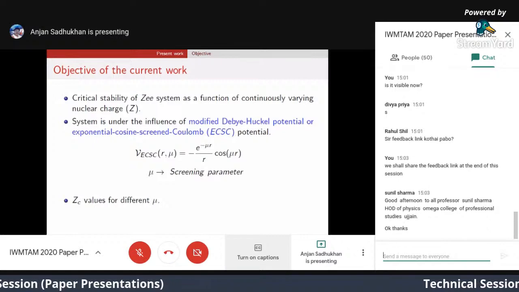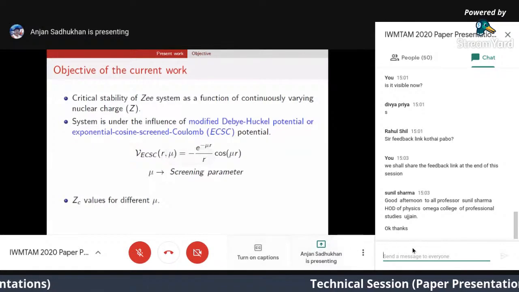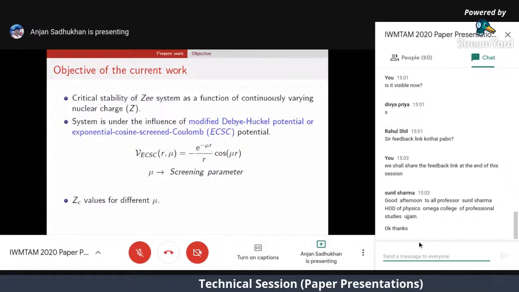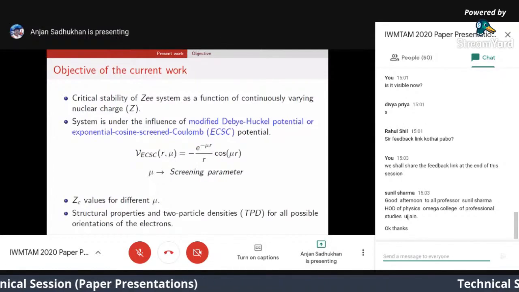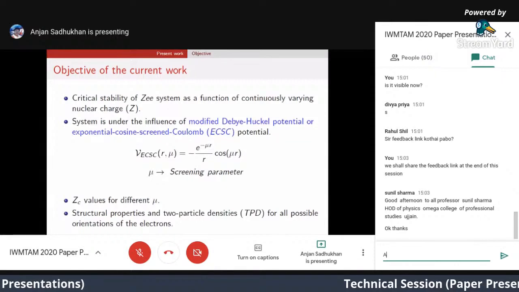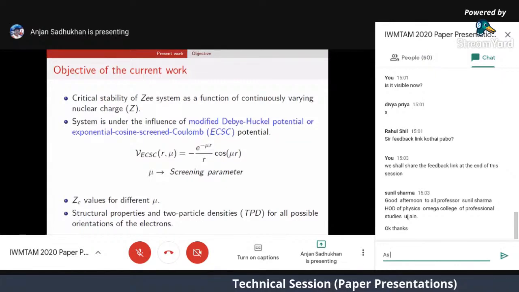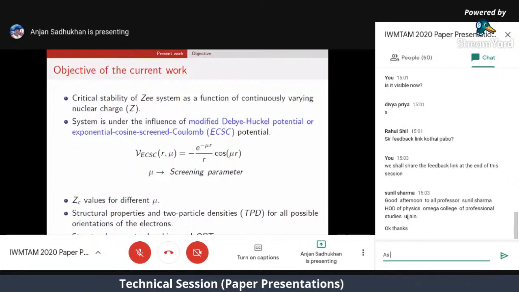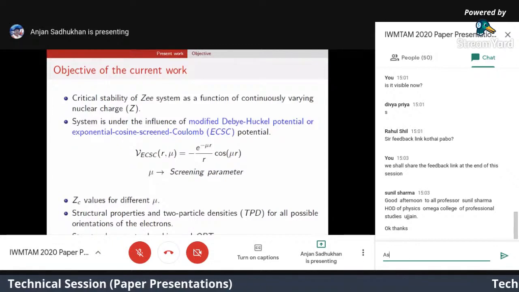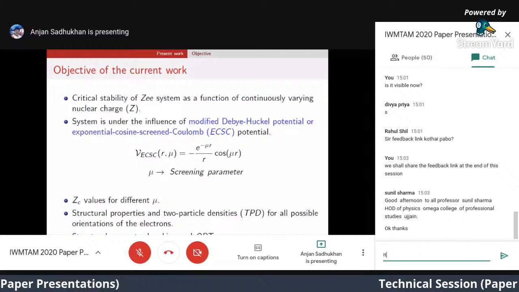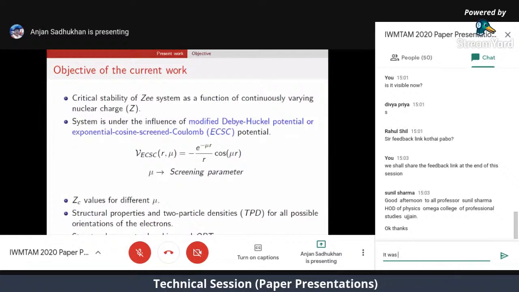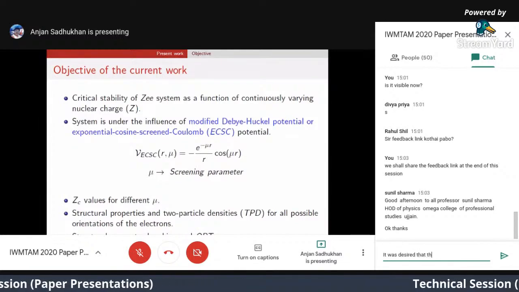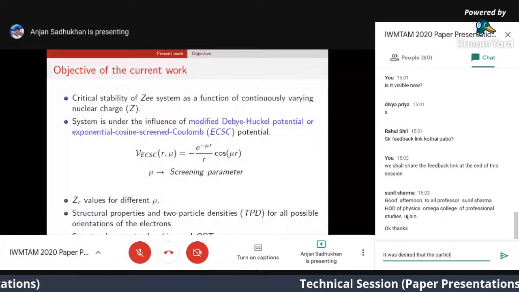Further in this project, we have also calculated the Zc values of the system for different mu values. We have also estimated different structural properties along with the two-particle density for all possible orientations of the electrons. And finally, we have reported the quantum phase transition of the system around Zc values for different screening parameters by experiencing structural symmetry breaking in the structural parameters of the system.